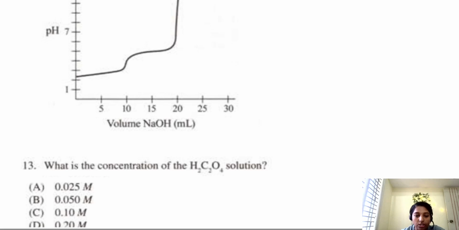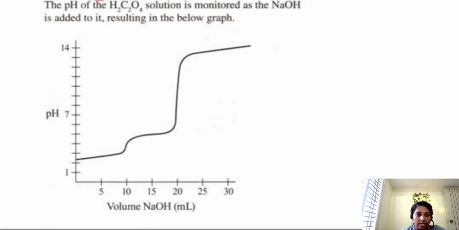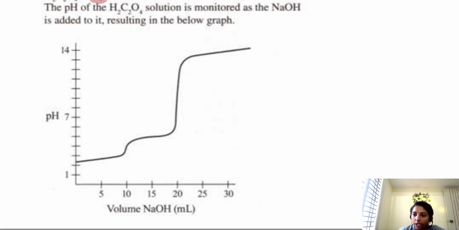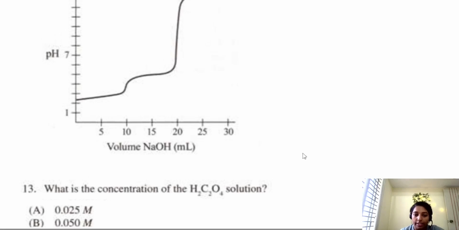First question: what is the concentration of the H2C2O4 solution? How to do it? If you have the titration curve and you know the endpoint, you can simply use the equation M1V1 equals M2V2. Can we? No, isn't it? This equation we can use only if it's a monoprotic acid and a monobasic base. Otherwise, you need to consider the stoichiometry.